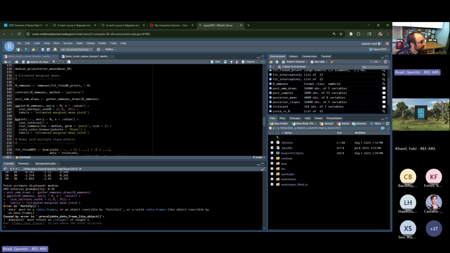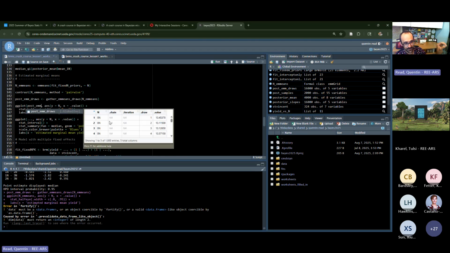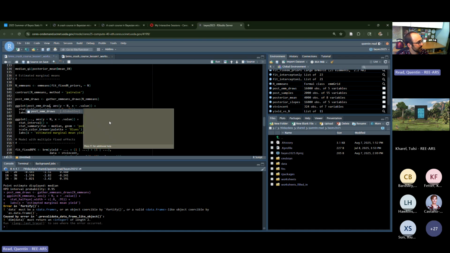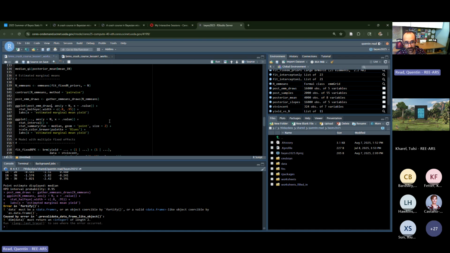Let's see. Oops, I should have put post EMM draws in there. That's what we're plotting. So it didn't work because you can't just throw the EM means object into a plot. You have to use this object we've created that works with ggplot. You learn more from errors than from everything working well.